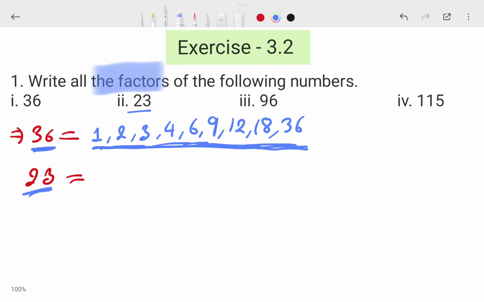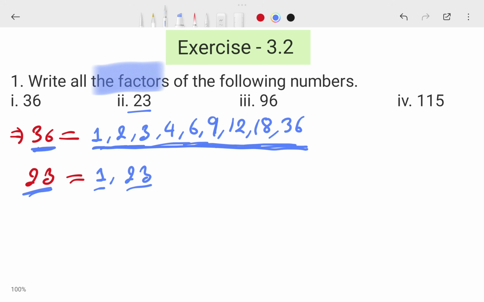Let's start with the 1 table. Is 23 in the 1 table? Yes, it is there. In the 2 table, is 23 there? No. If you count in any table, 3 table, 4, 5, 6, 7, 8, 9, 10, 11, 12, 13, 14, 15, 16, 17, 18, 19, 20, 21, 22, 23 is not in those tables. So 23 is only in the table of 23. 23 will be divided by 1 and 23 only. In other tables it is not going to be divided.